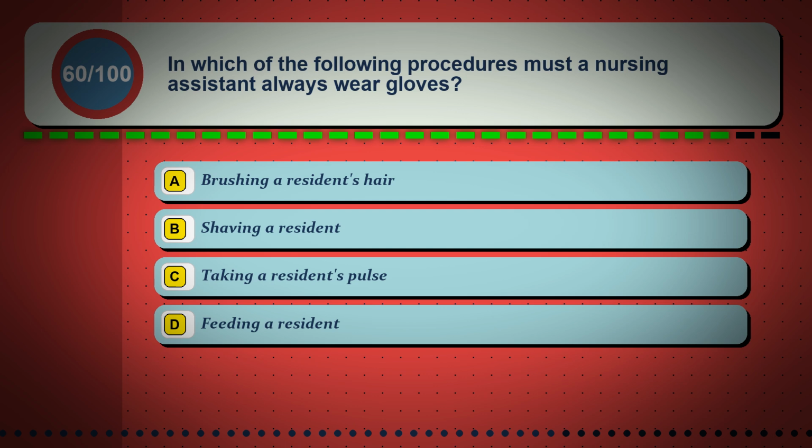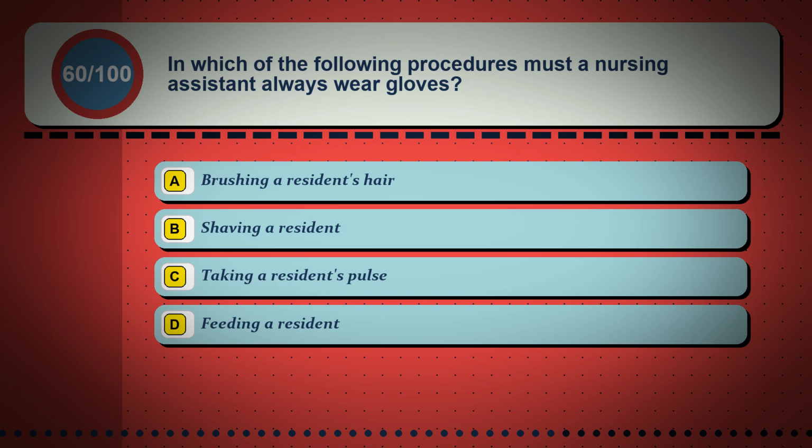Question 60. In which of the following procedures must a nursing assistant always wear gloves? Option A. Brushing a resident's hair. Option B. Shaving a resident. Option C. Taking a resident's pulse. Option D. Feeding a resident.